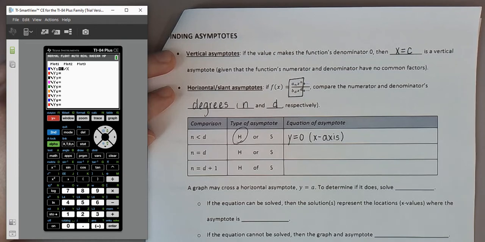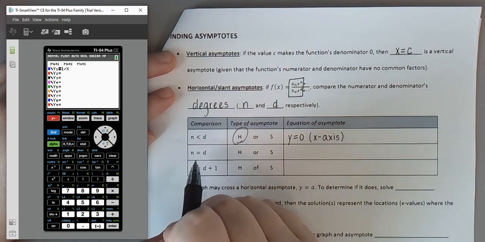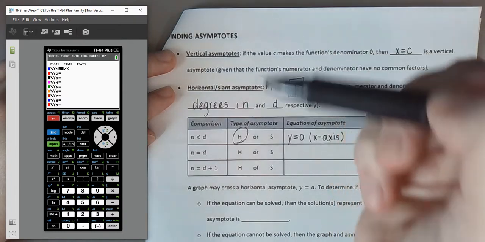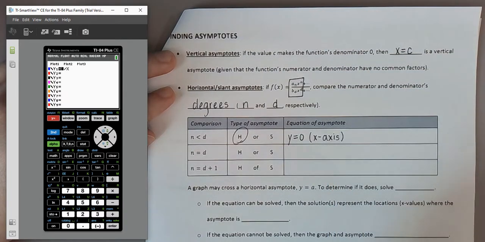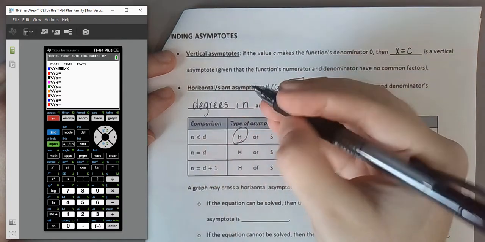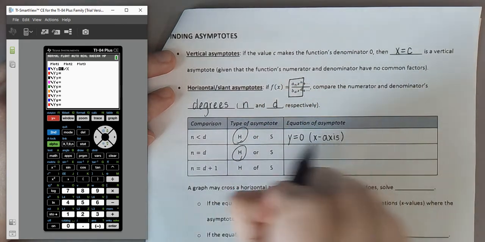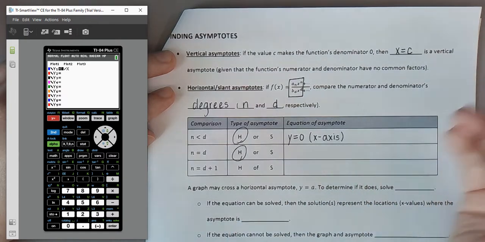So the degree in the numerator is less than the degree of the denominator, and we fall under this case. Now, what about when they're equal? That would be like linear over linear, quadratic over quadratic, cubic over cubic, something like that. In that case, we also have a horizontal asymptote, but it's not going to be at the x-axis. It's going to be in a different location.